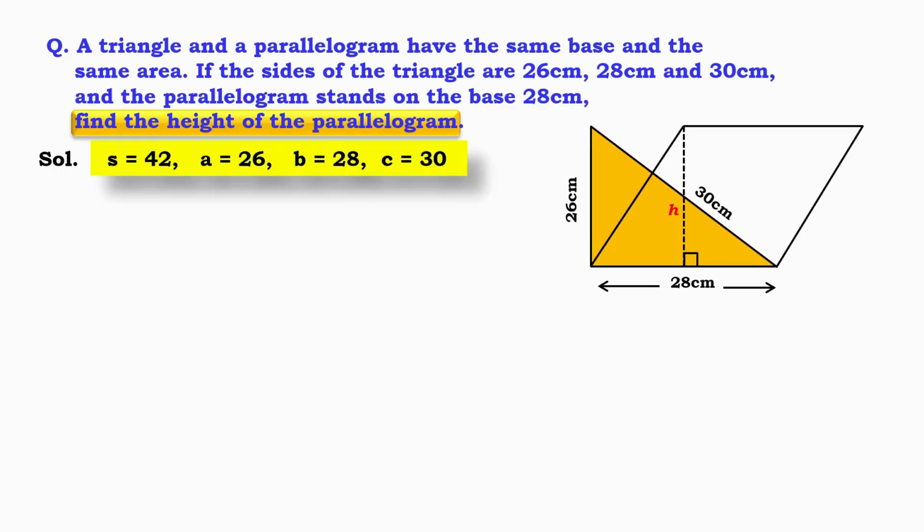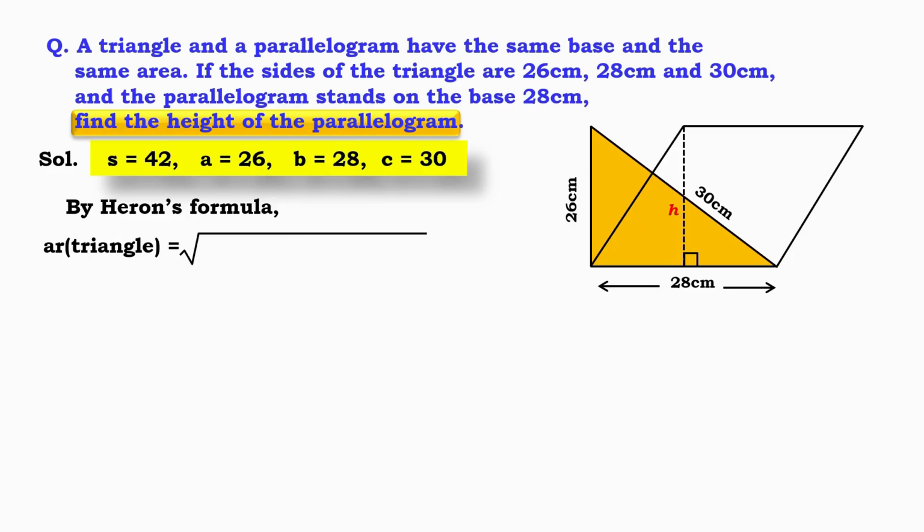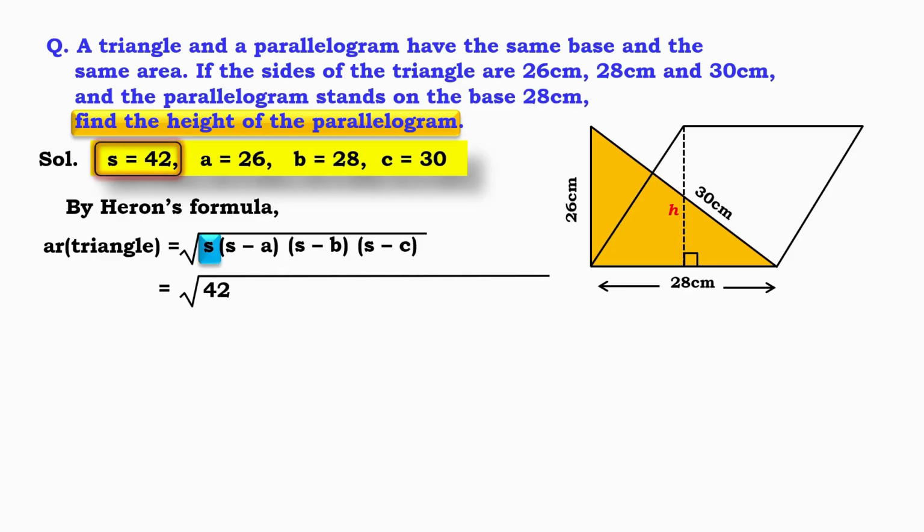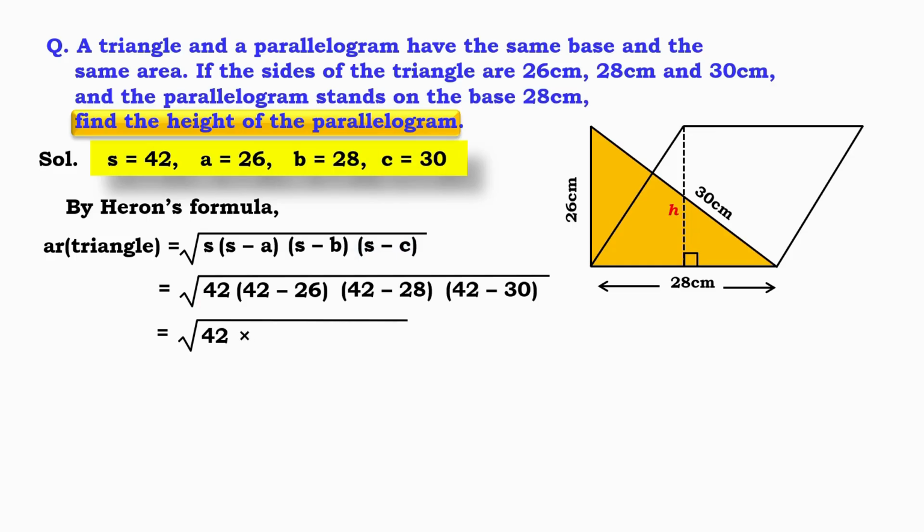Now we need to find the area of the triangle by using Heron's formula. So the area of the triangle would be the square root of s into s minus a into s minus b into s minus c. Now put in all the values: 42 minus 26, 42 minus 28 and finally 42 minus 30. So it is coming 42 into 16, 42 minus 26; then 42 minus 28, it is 14, and 42 minus 30 is 12.